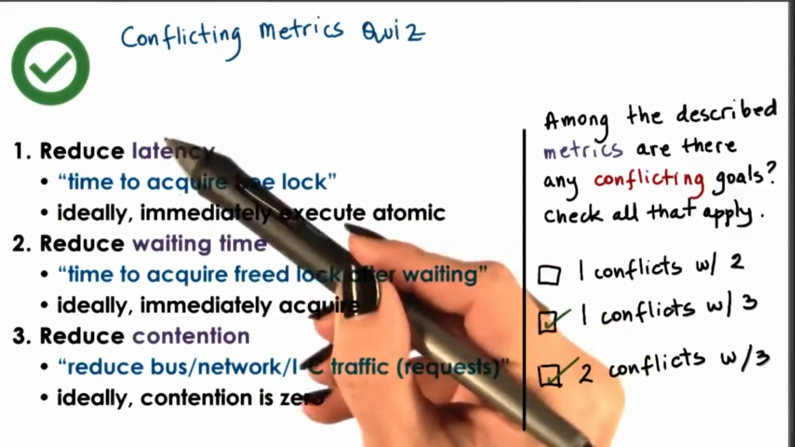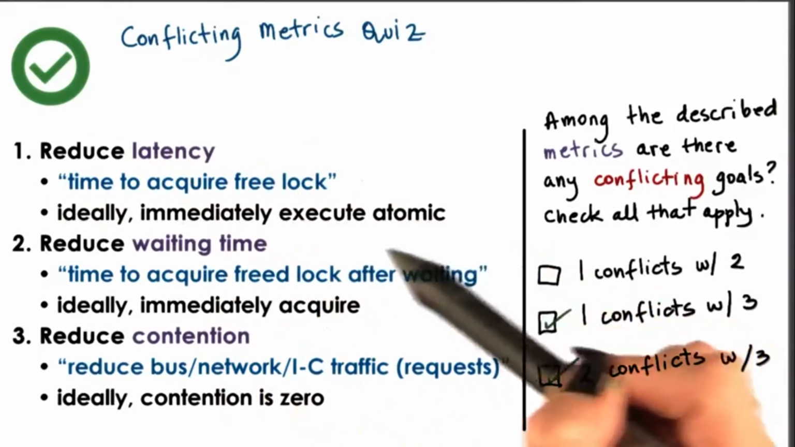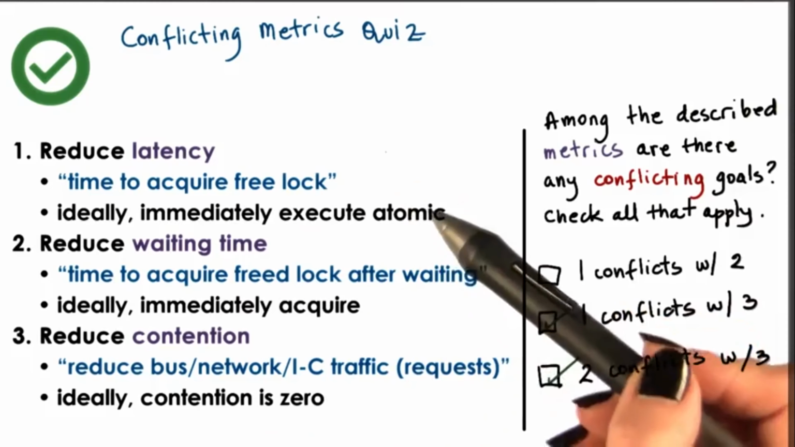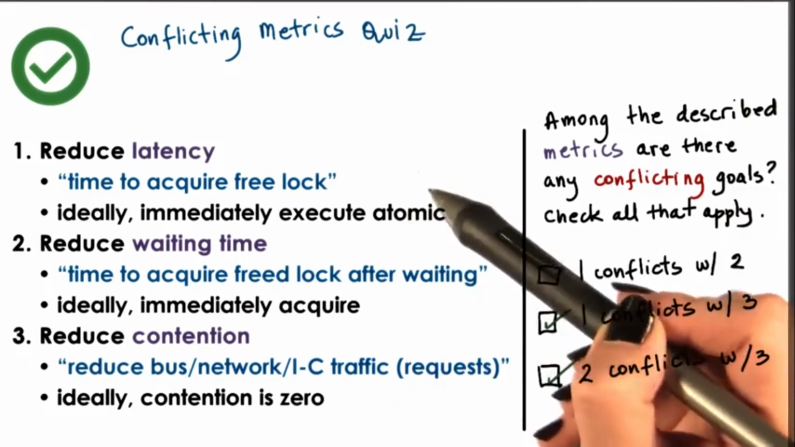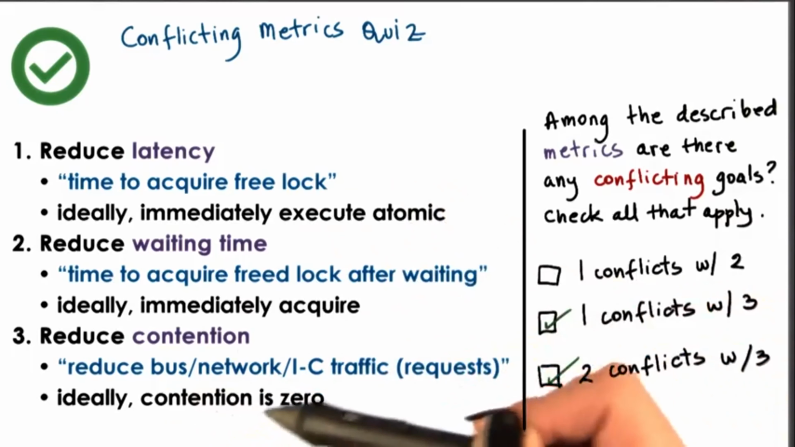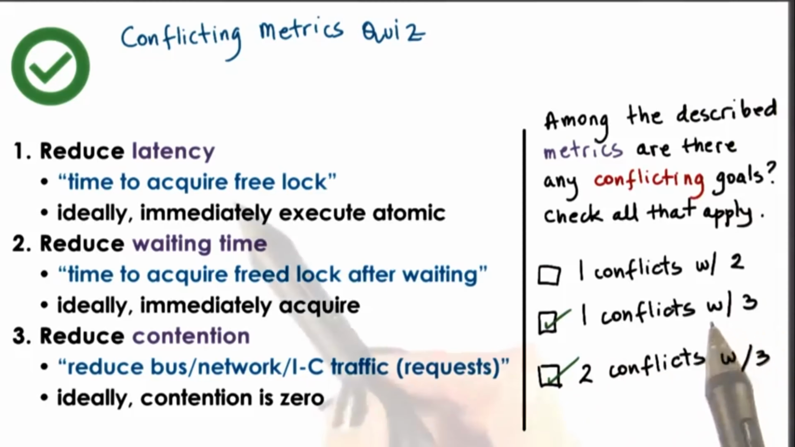The goal number 1 is to reduce latency, and this implies that we want to try to execute the atomic operation as soon as possible. As a result, the locking operation will immediately incur an atomic operation, and that can potentially create some additional contention on the network. Therefore, 1 conflicts with 3 is one of the correct answers.